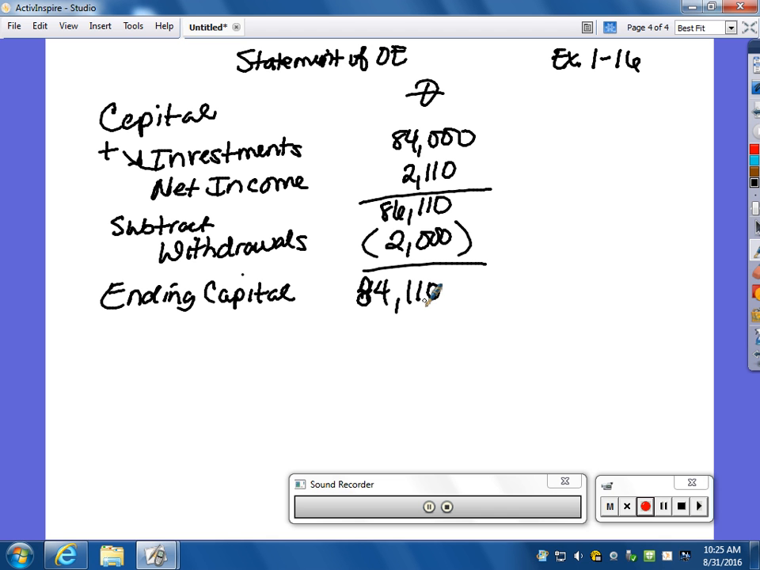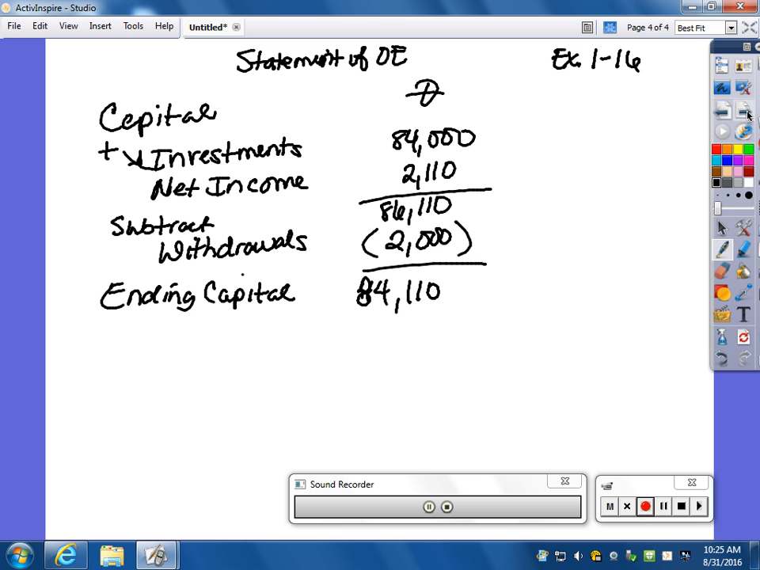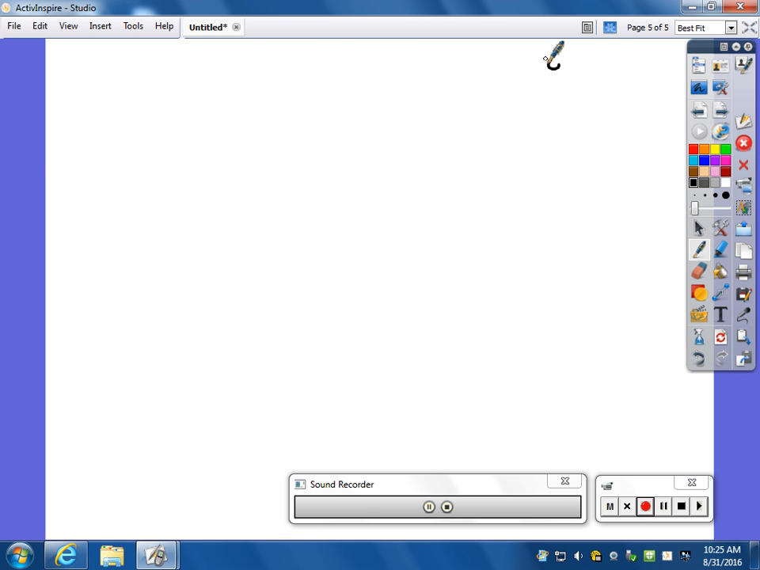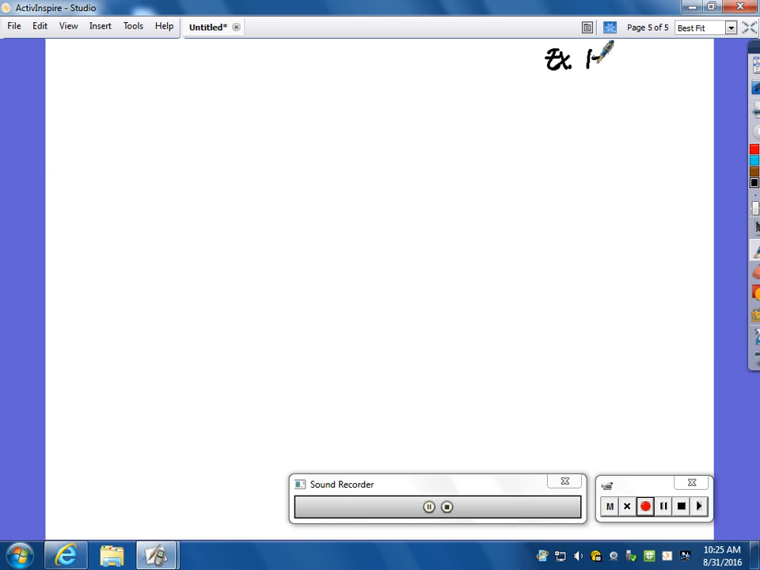Lastly, balance sheet. This is exercise 1-17. What's on the balance sheet? Assets, liabilities, and equity, which is also a part of what? The accounting equation. So, how do we start off a balance sheet? Assets plus liability.